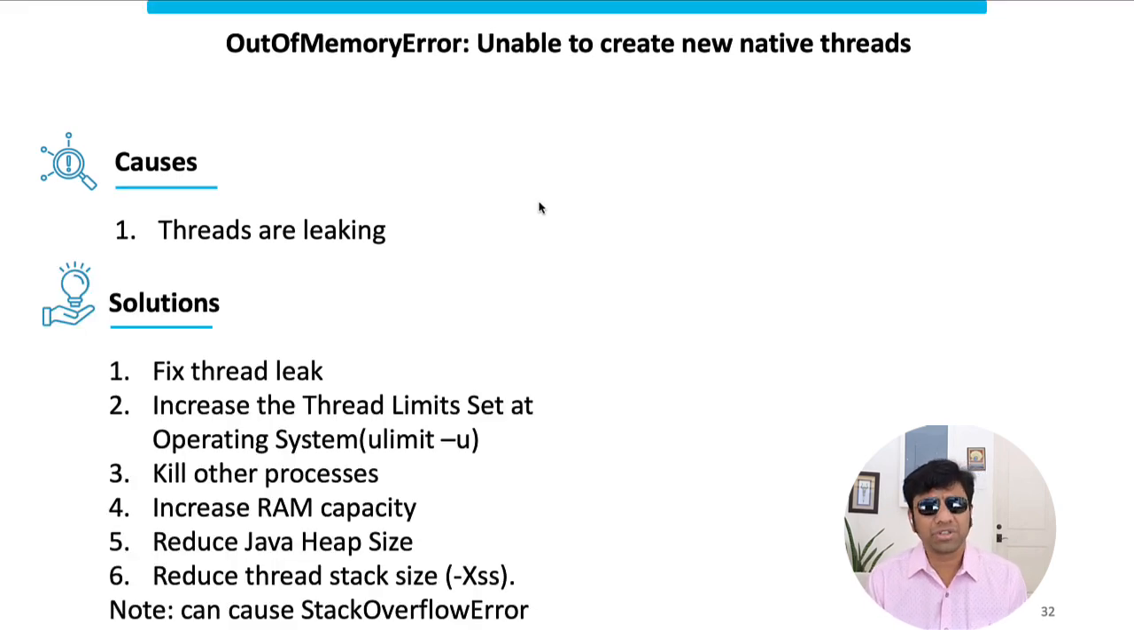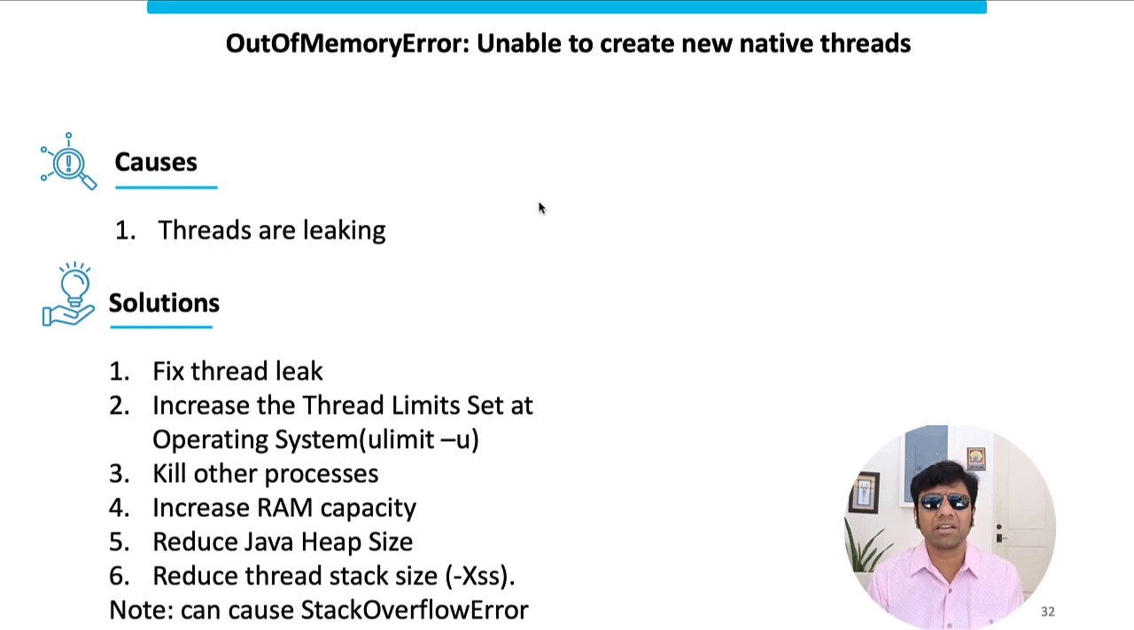What are the potential solutions to address this problem? First solution is to take a thread dump and see whether any thread leak is happening. If so, then fix the thread leak. Second possible solution is, friends, at the kernel level, there is a setting which says each process can create only this number of threads.